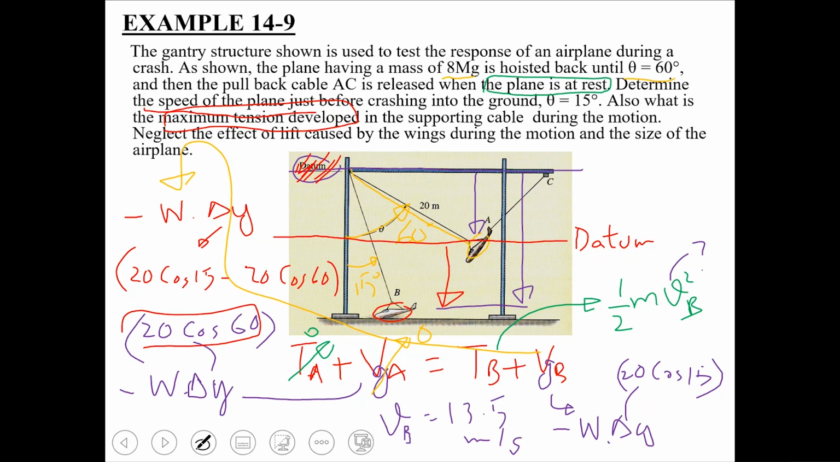Yes sir. So which is the lowest point here? B. So it means that we need to find out the value of this tension at position B.